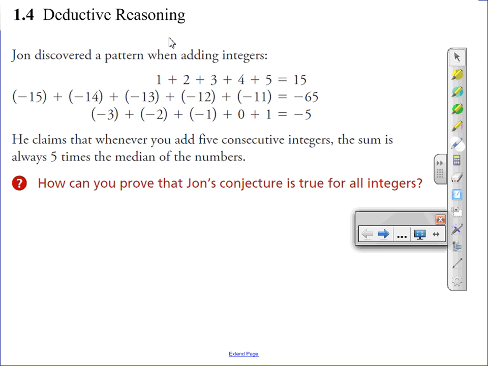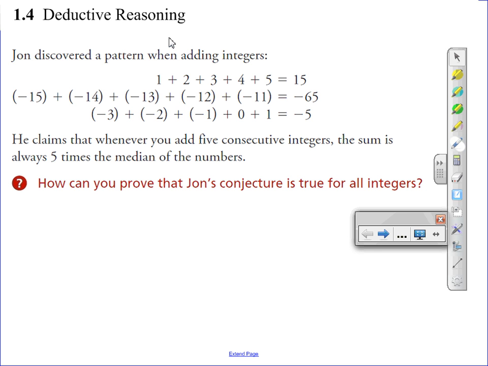All right, we're going to look at 1.4 today, which is switching from inductive reasoning to deductive reasoning. And I know I've alluded to it before. What's the difference between the two? So let's look at an example to illustrate it.